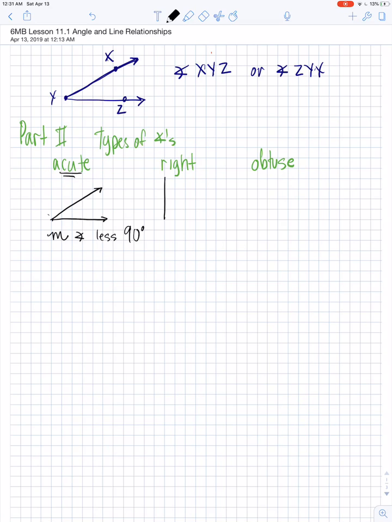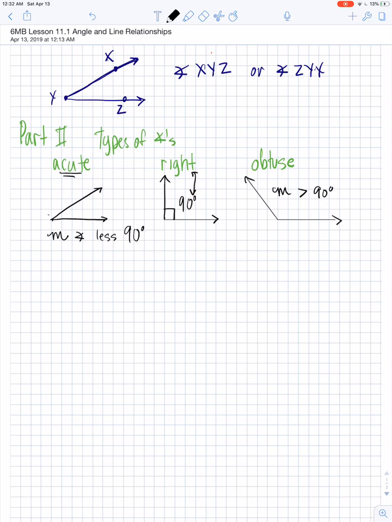If the measure of the angle is exactly 90 degrees, that makes it a right angle. And you guessed it, if the measure of the angle is greater than 90 degrees, well, that makes it obtuse.